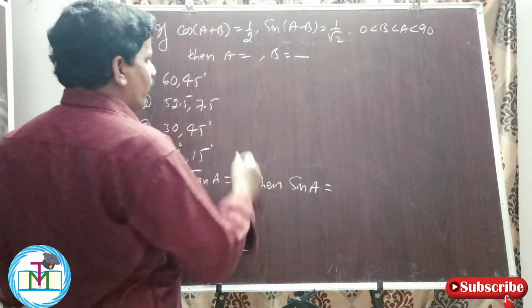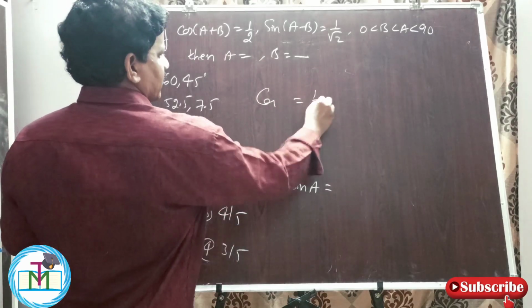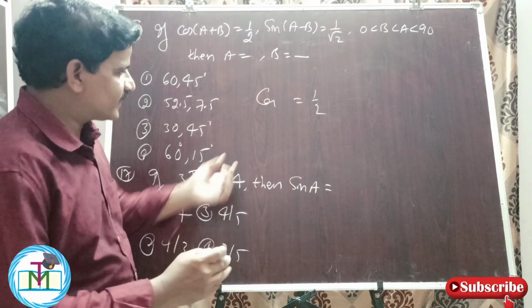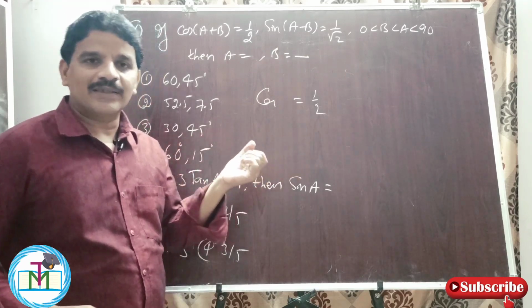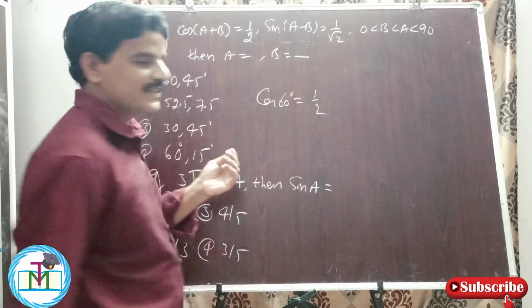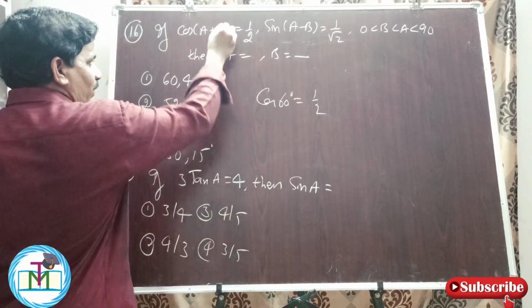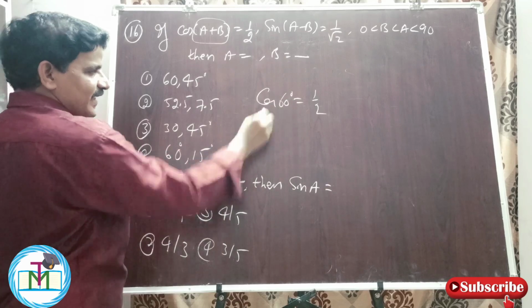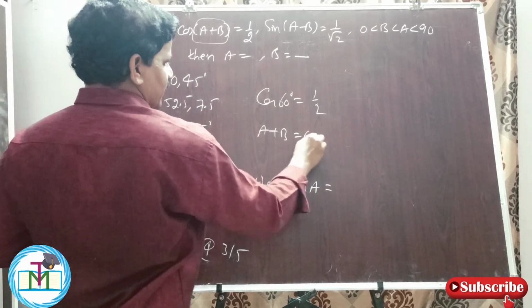For what value of cos is the value 1 by 2? Cos theta 1 by 2 avvali ante theta enta manaki? 60 is what? 1 by 2. We know that cos 60 degrees is equal to 1 by 2. So to get 1 by 2, a plus b should be equal to what? 60. A plus b is equal to 60.